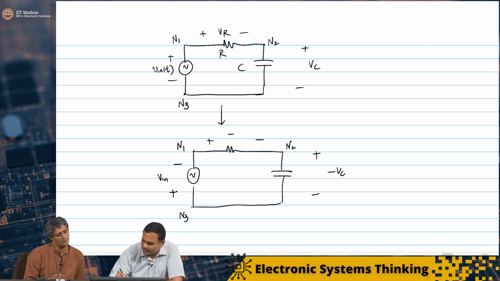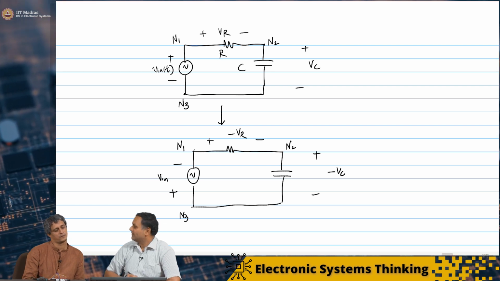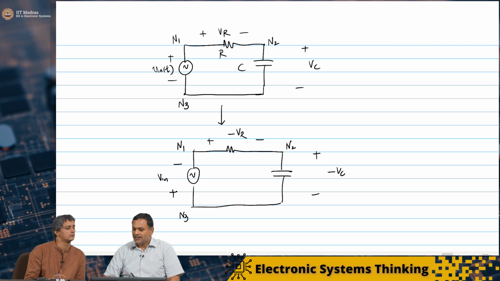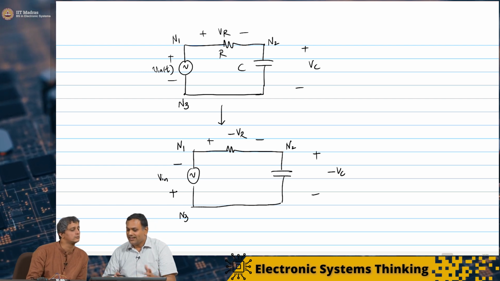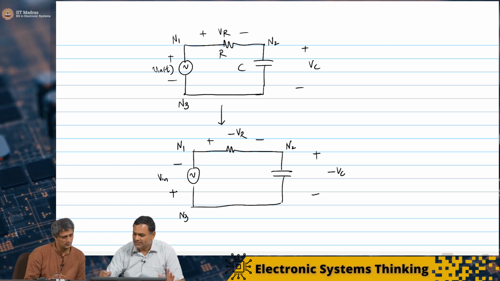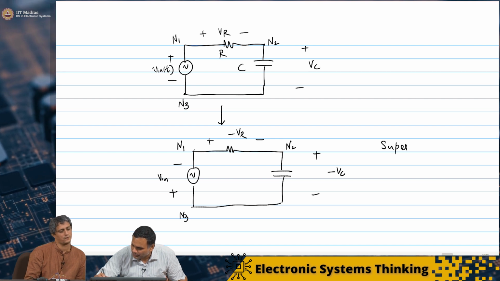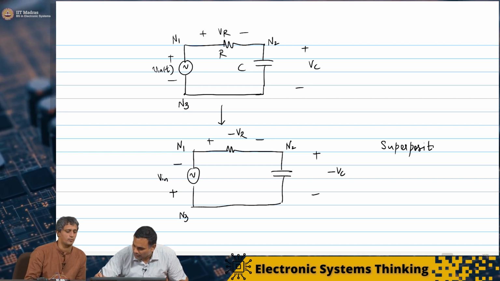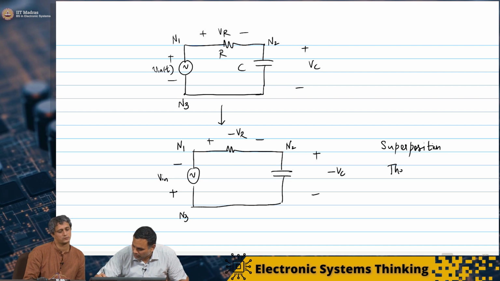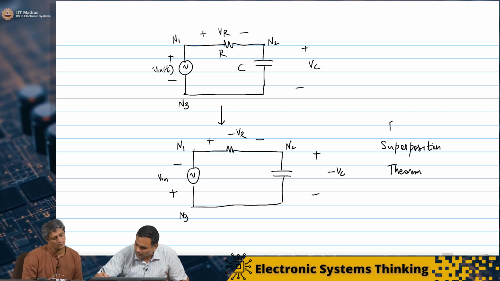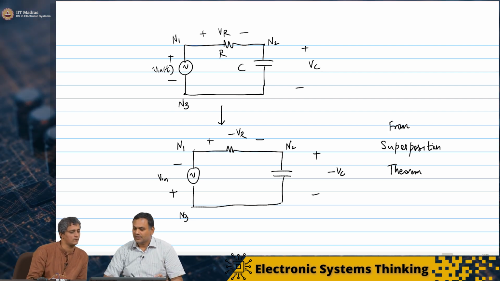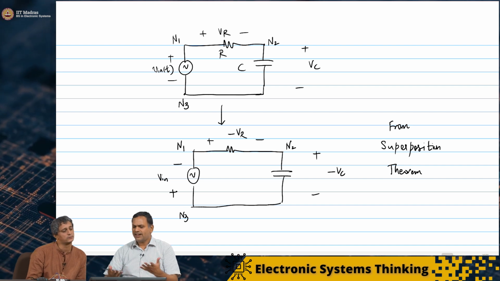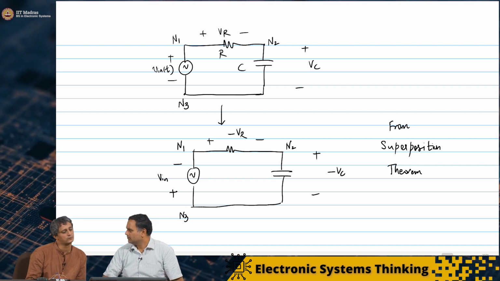This VR, you will get it as minus VR. And your KVL, KCL will still be valid. So this is purely from superposition, the superposition theorem. Now let us redraw it such that the positive is on the top.